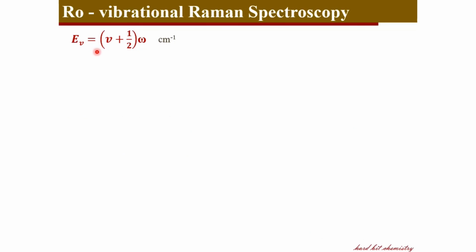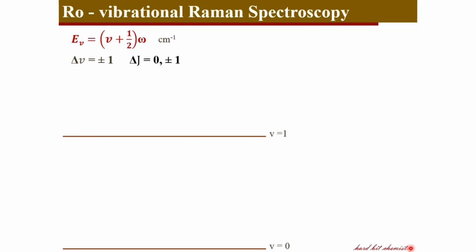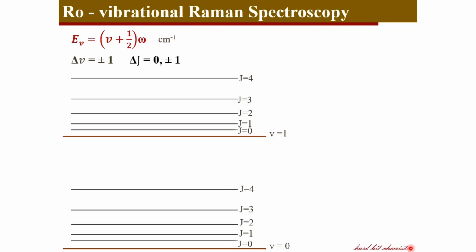We know that the vibrational energy corresponding to the vibrational quantum number V is (V plus half) omega, where omega is the oscillation frequency. Let's consider this particular set of selection rules, that is delta V is plus or minus 1, delta J is 0 or plus or minus 1 as valid for a symmetric rotor. Here are the two vibrational levels, V equals 0 and 1, and within each vibrational level there are several rotational levels. And consider the excitation from V equals 0 to V equals 1, and within that we have the possibility that delta J equals 0. That means the excitation from J equal to 0 in the ground vibrational state to J equal to 0 in the first excited vibrational state.